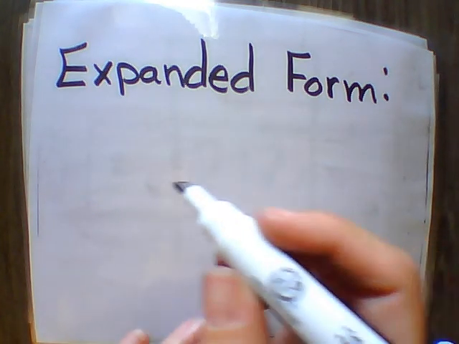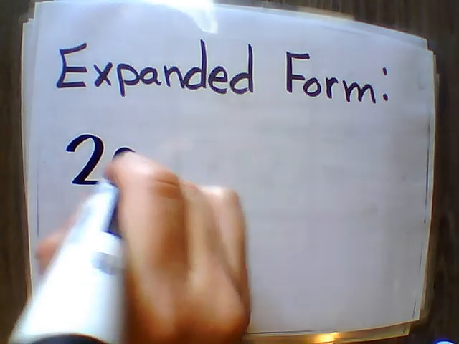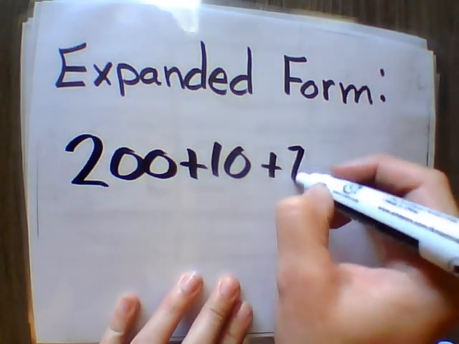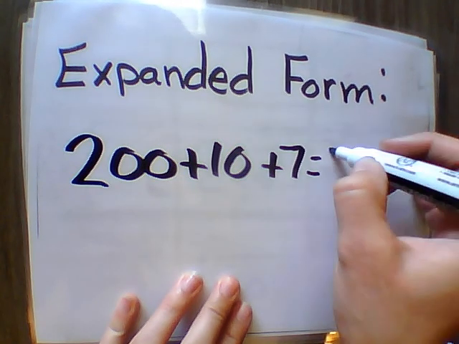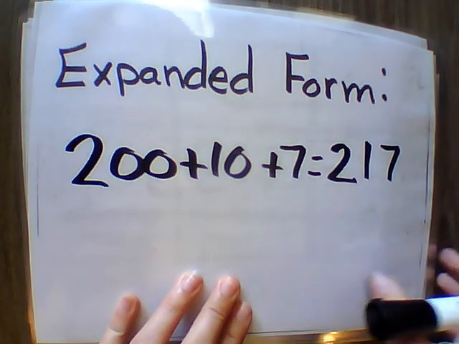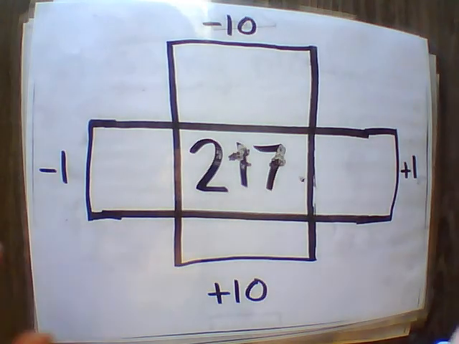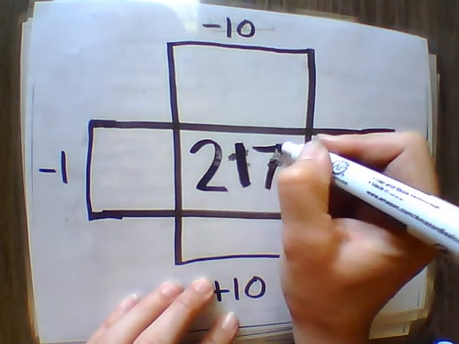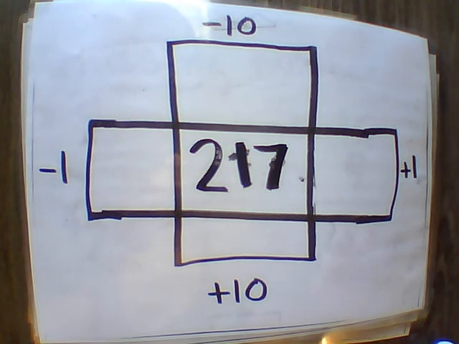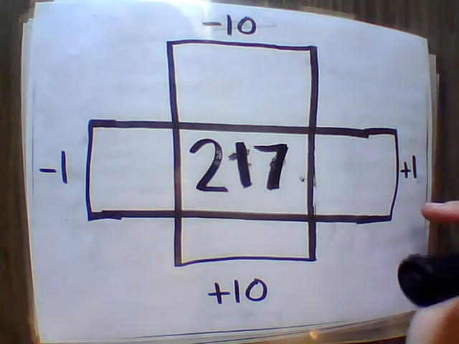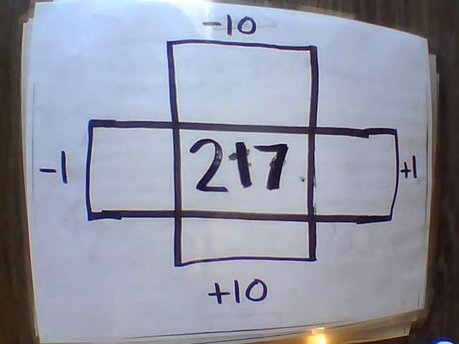Alright, so using the number 217, we have 200 plus 10 plus 7 equals 217. Then we are going to use the number 217 and find minus 10, plus 10, minus 1, plus 1. So pause the video and do that now. Go.